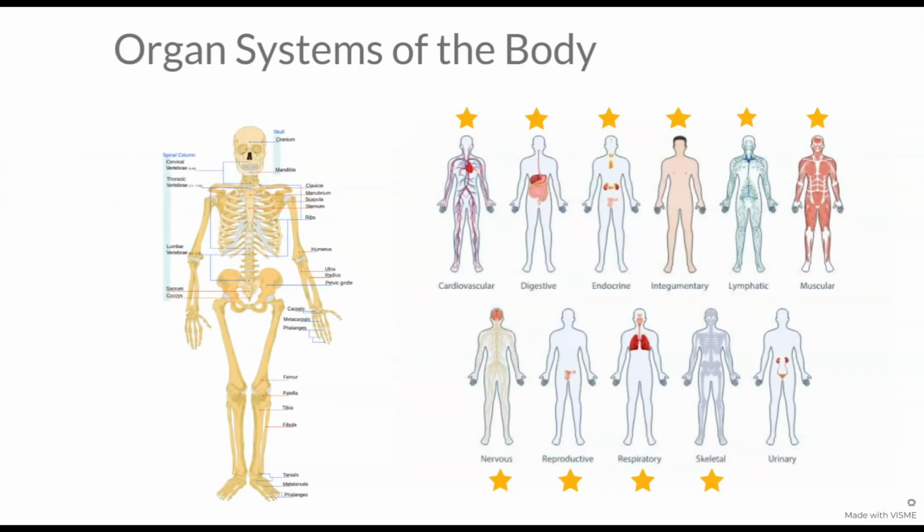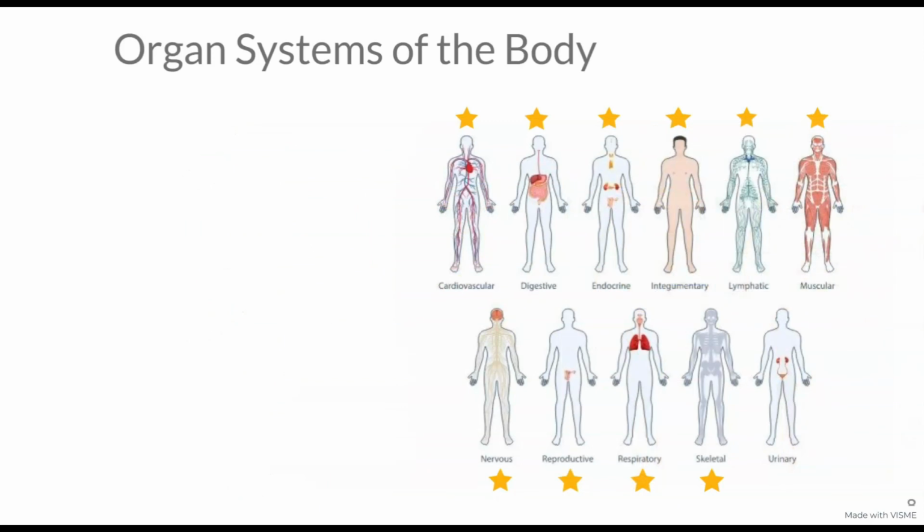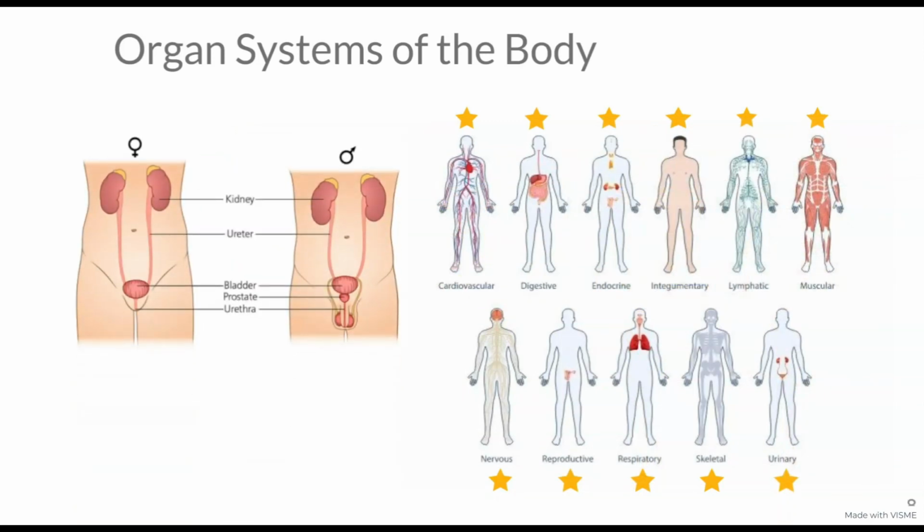Whereas our skeletal system, think right away, two things: support and protection. And with the skeletal muscles, it allows us to move. While the urinary system removes nitrogenous waste from the blood and flushes it from the body in urine.